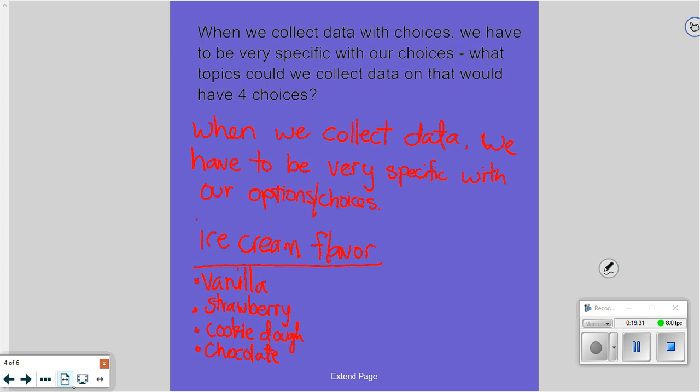Sure. Now, is this every single ice cream flavor ever? No. But we're specific. Out of these 4, maybe what is your favorite? Or out of these 4, what is your least favorite? You could ask that question. What else could be a topic that we could ask about that would have 4 options?